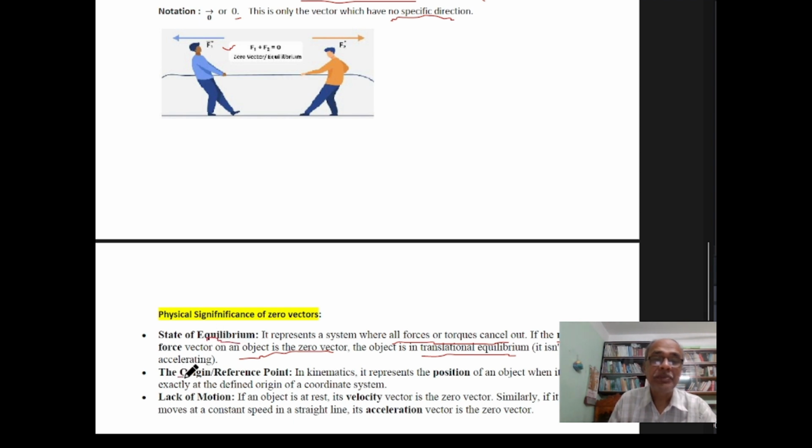Another is the origin. If the position does not change, that means it is exactly the defined origin. If both are the same, the position will not change. Lack of motion. Here you see velocity is a vector. If the velocity vector is 0, that means there is no acceleration, so it is at rest. Either it is at rest or it moves at constant speed in a straight line.